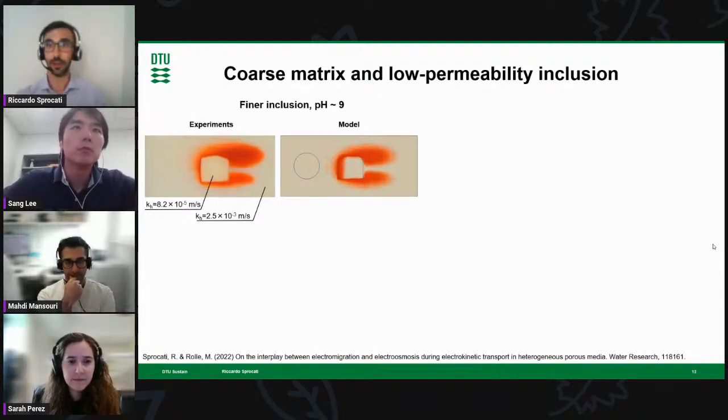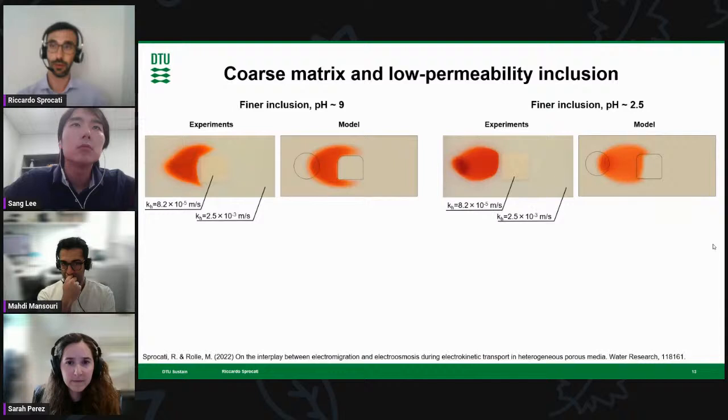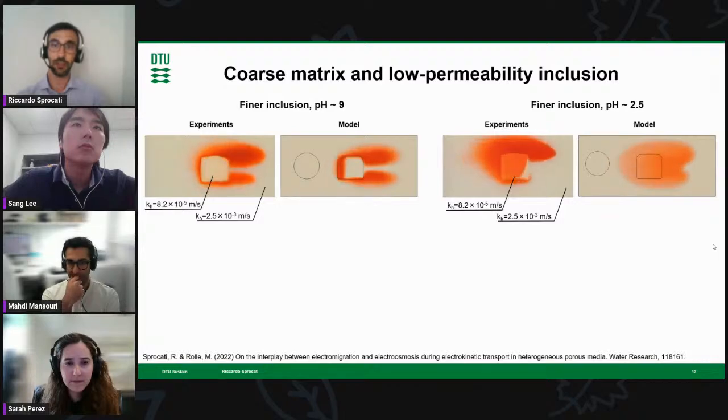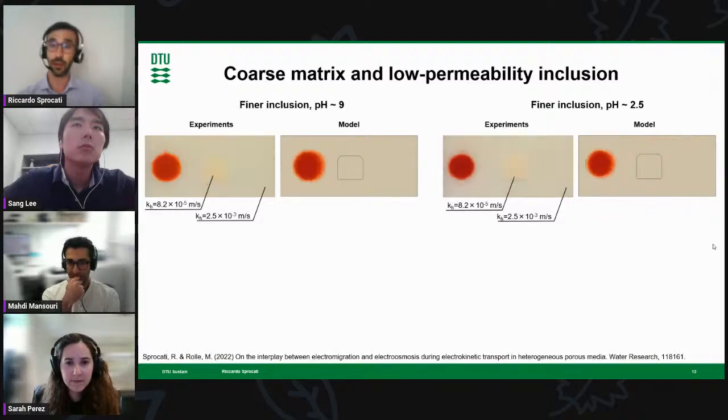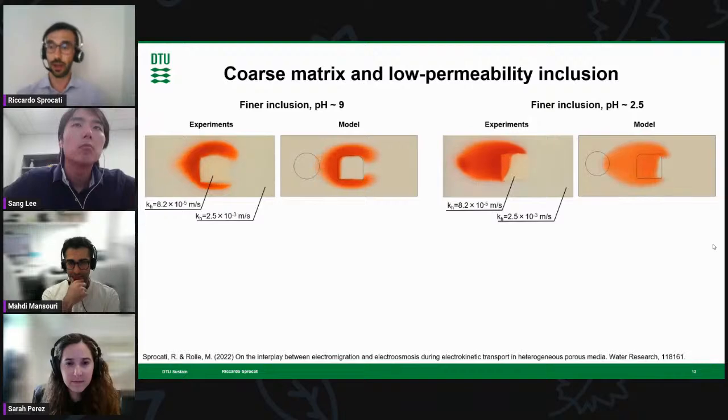It is also what happens when you use just advection and dispersion with this porous media. But if you change the pH, decreasing it to 2.5, the surface charge of the glass beads changes, and we could see that the electroosmotic flow is almost completely reduced. And in this case, Lucifer Red does something incredible. It penetrates almost completely into the inclusion.